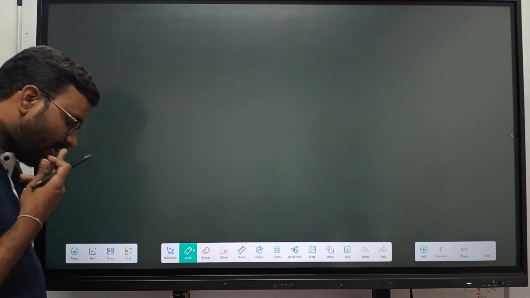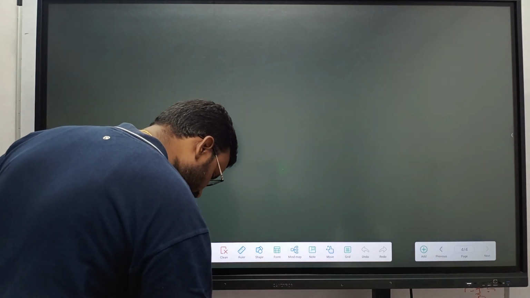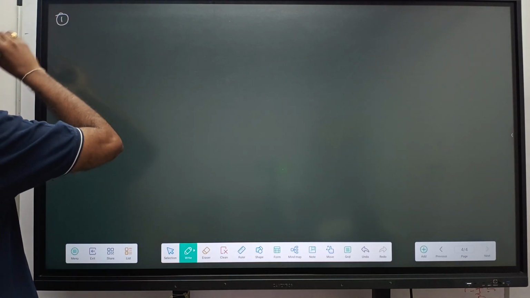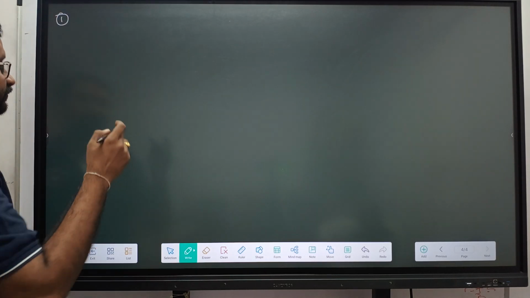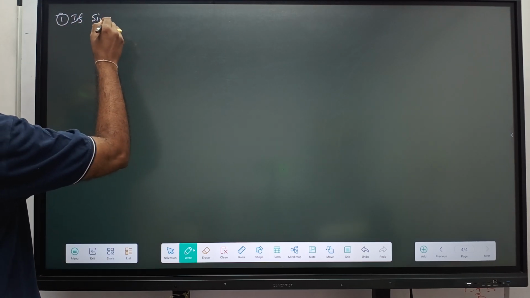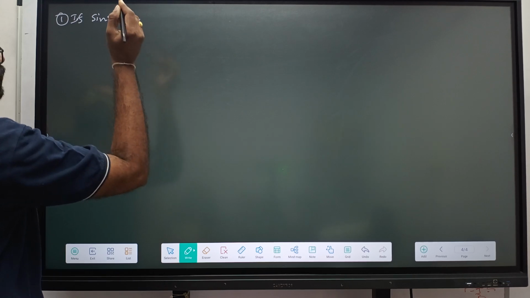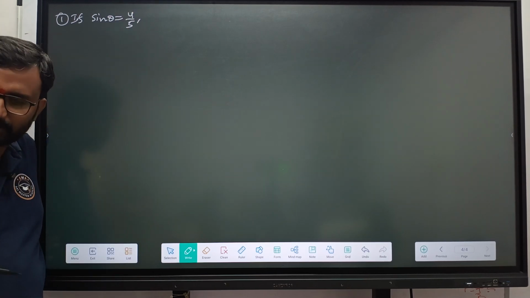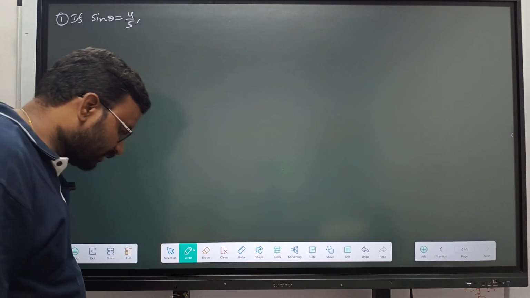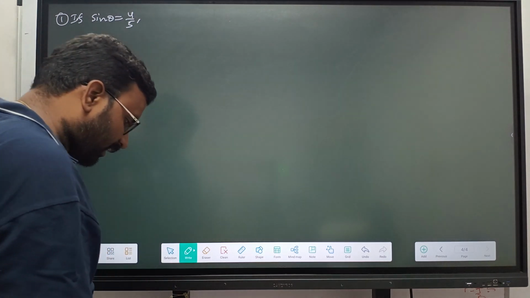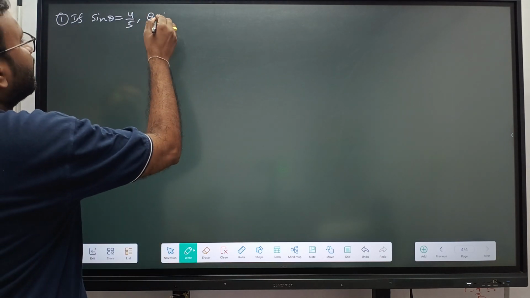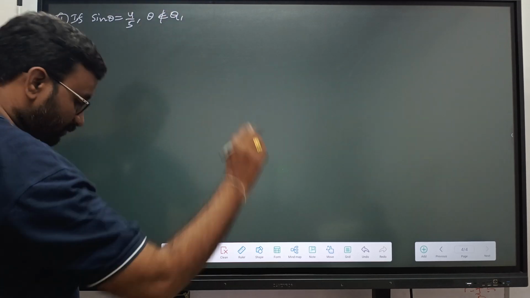Then find the fourth question. Fourth question is there, here in the previous page. So tell me, and consider that as first question. Tell me the question. If sin theta is equal to 4 by 5, and this type of questions you have in 10th class maybe. If sin theta is equal to 4 by 5 and theta is not in the first quadrant, theta does not belong to Q1.